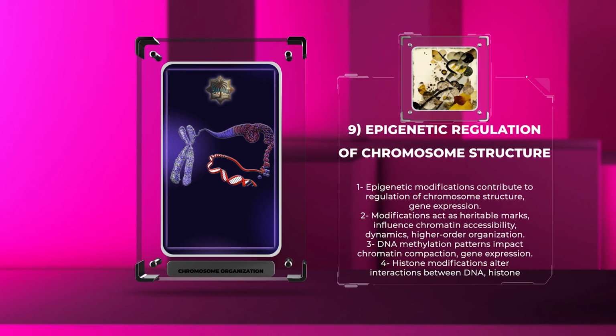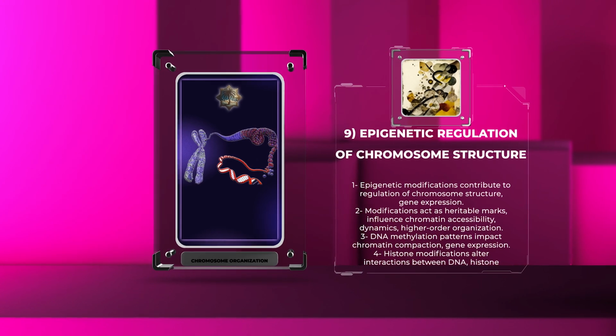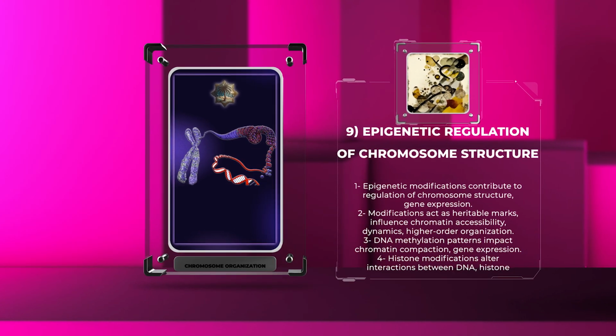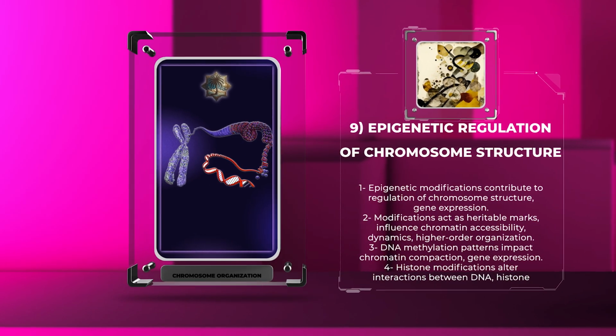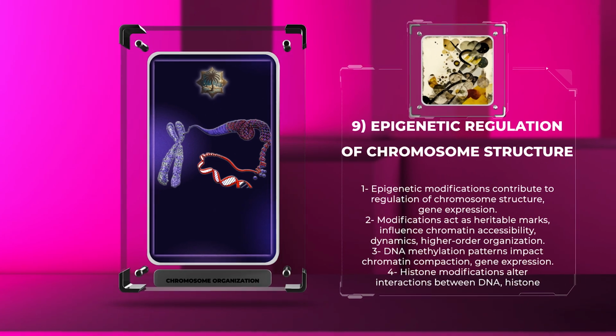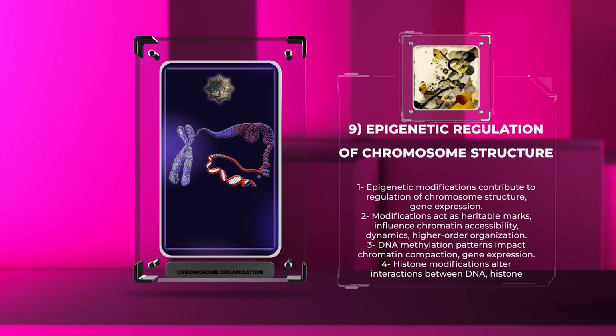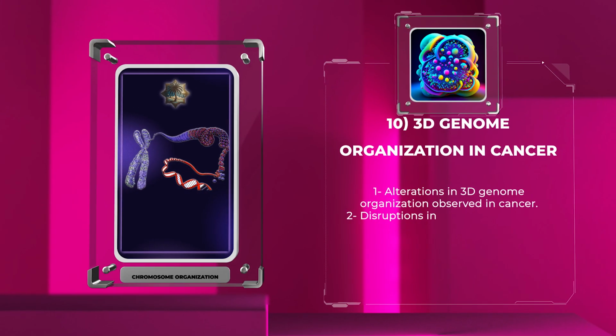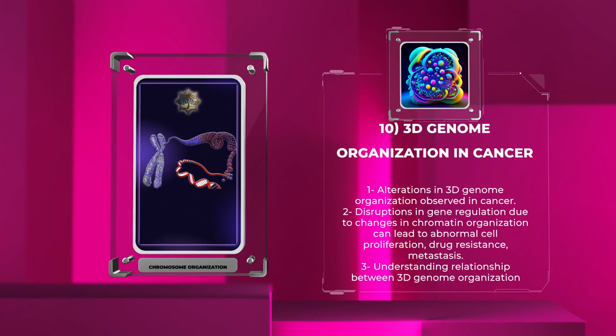DNA methylation patterns, established by DNA methyltransferases, can impact chromatin compaction and gene expression. Histone modifications, including acetylation, methylation, and phosphorylation, influence chromatin structure by altering the interactions between DNA and histone proteins. Alterations in 3D genome organization have been observed in various types of cancer and are considered crucial elements of oncogenesis.